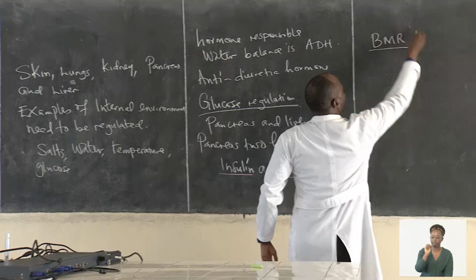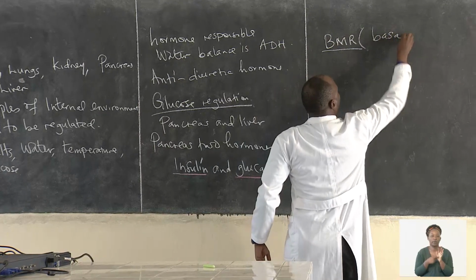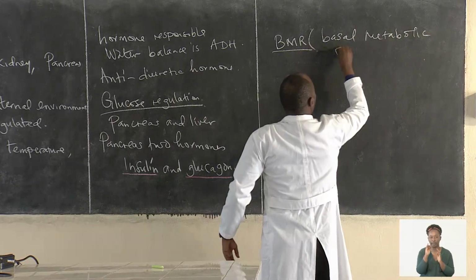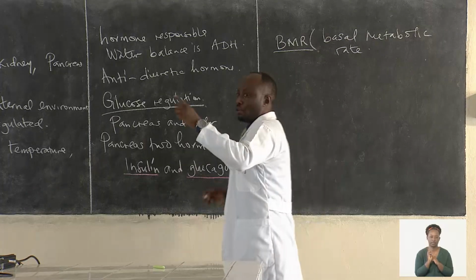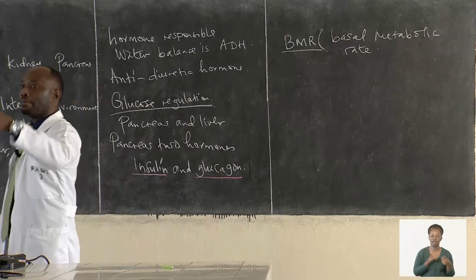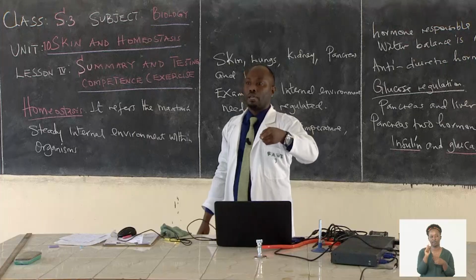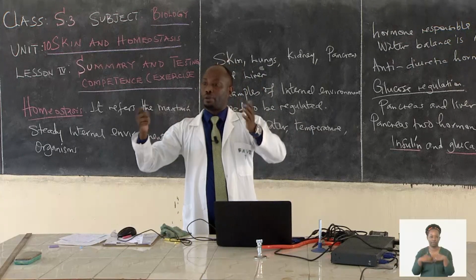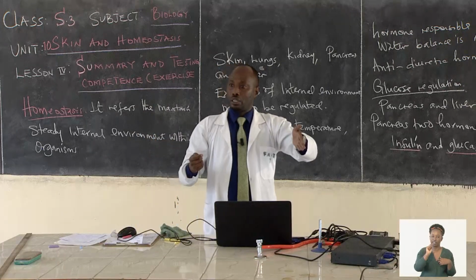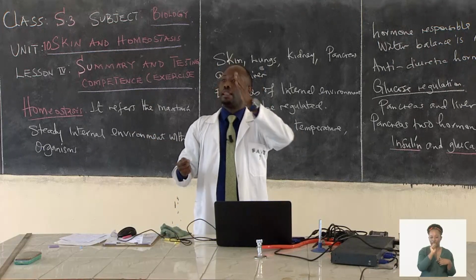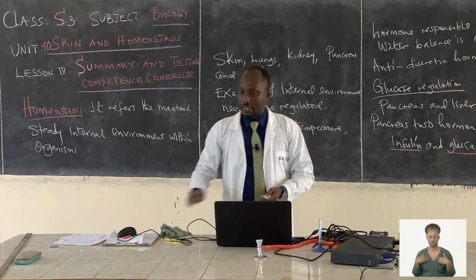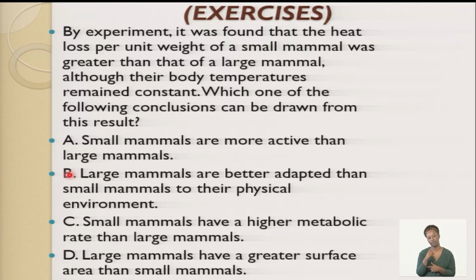BMR. I say BMR is basal metabolic rate. So small animals have a high metabolic rate per gram than that of large animals. That's why the basal metabolic rate of endotherms is greater than that of the large animals, all right? So it means the answer is B.